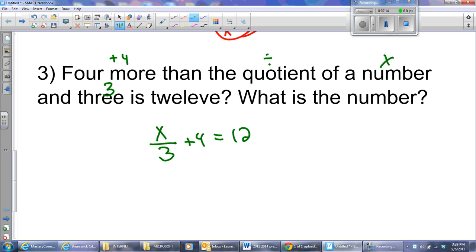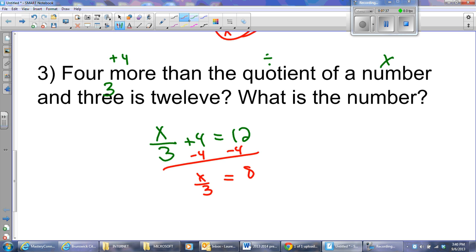All right, ready to solve. See how I did that though? Started with the variable. I need the quotient of the number and the variable. Had the problem said the quotient of 3 and a number, it would have been like this. Okay, but it didn't. It said a number and 3, so I went in order. So I'm going to subtract 4 to solve this. I get x over 3. That's going to equal 8.